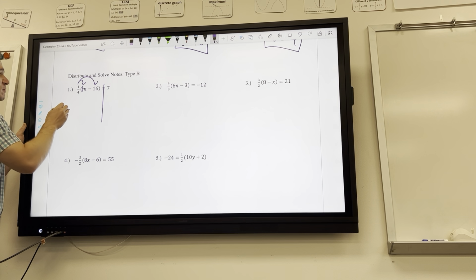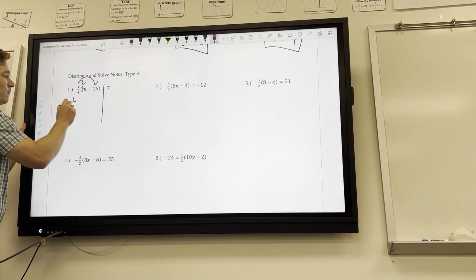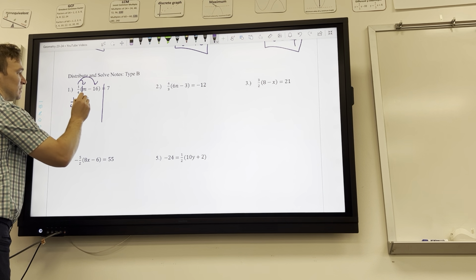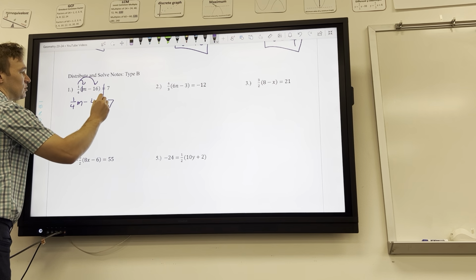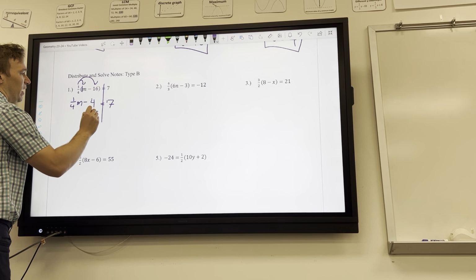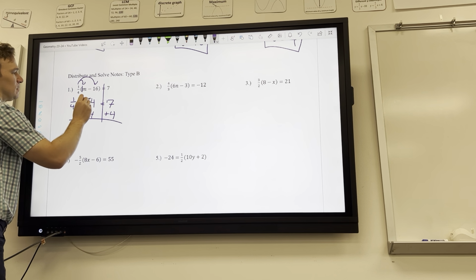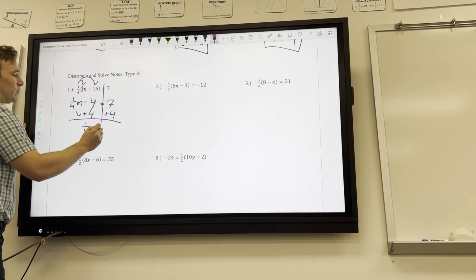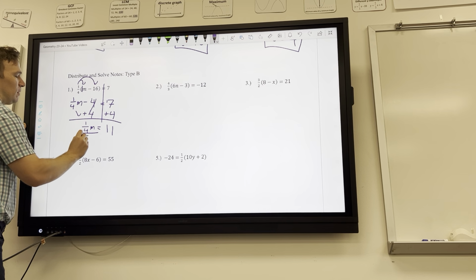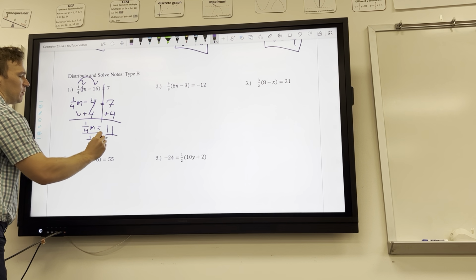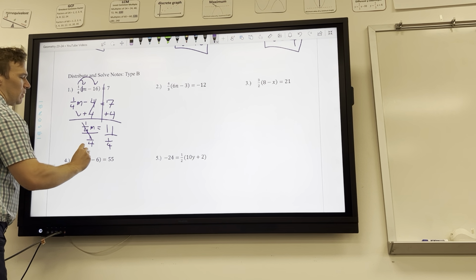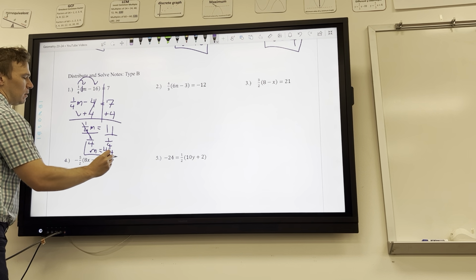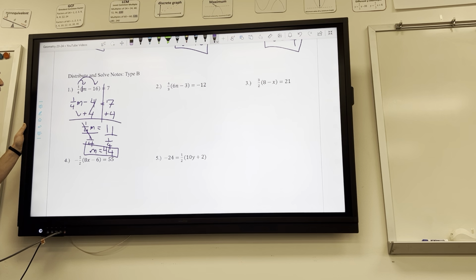So 1/4 times 1 should come out to be 1/4 m. 1/4 times negative 16 is negative 4. 7 drops. Then you add the 4 to both sides. The 1/4 m drops. 7 plus 4 is 11. And then you divide both sides by 1/4. And m is equal to 44. 44 for m.